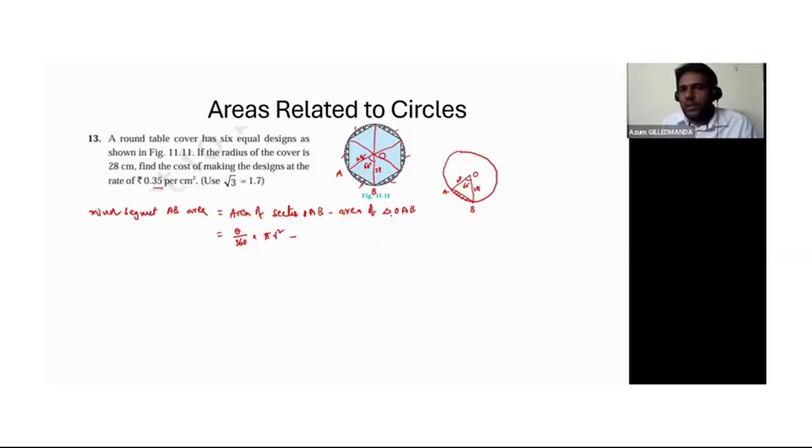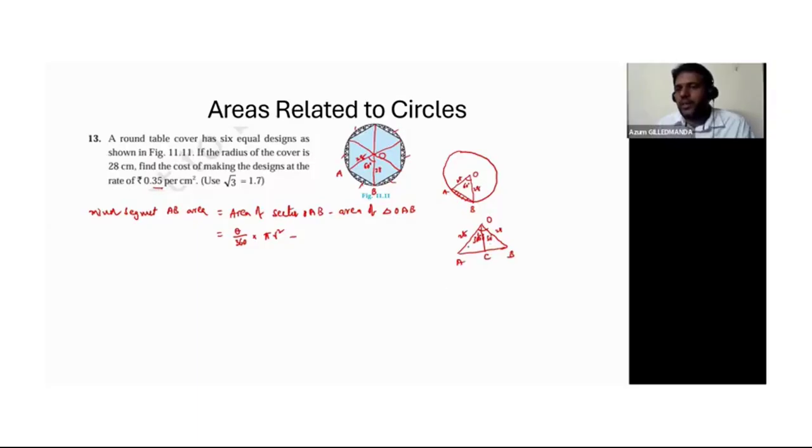Okay. Now the area of triangle OAB. So first, let's find that. First draw this triangle OAB. So this is 60 degrees, and this is 28, and this is 28. And if I draw a perpendicular to here, then this becomes 30 degrees and this becomes 30 degrees. Do you understand? So each portion becomes 30 and 30. Let's say this is touching at C.